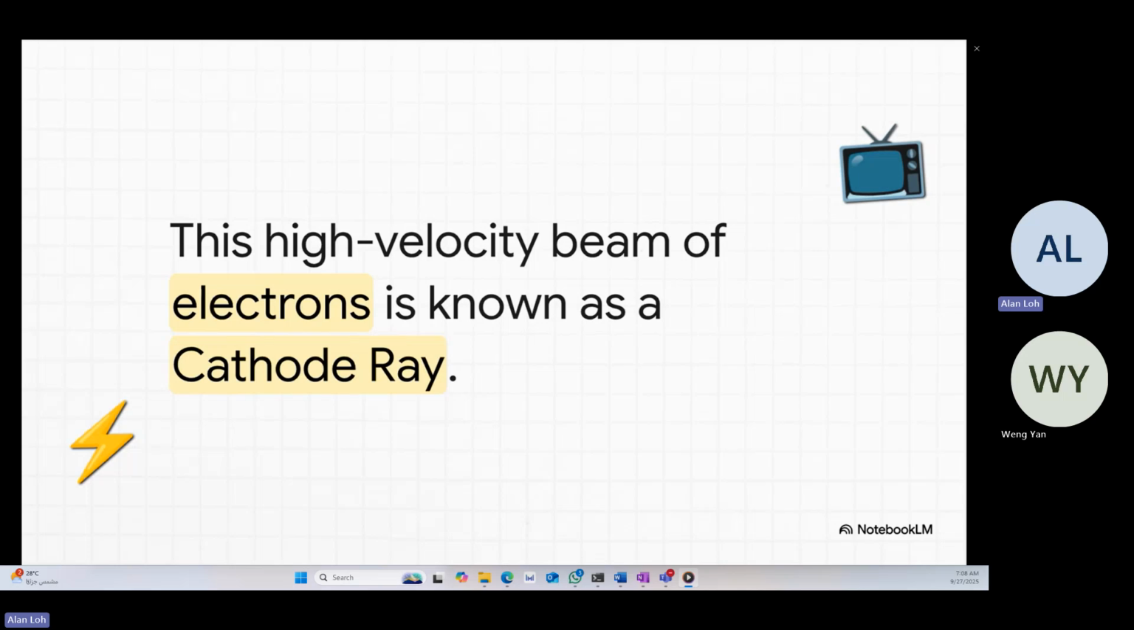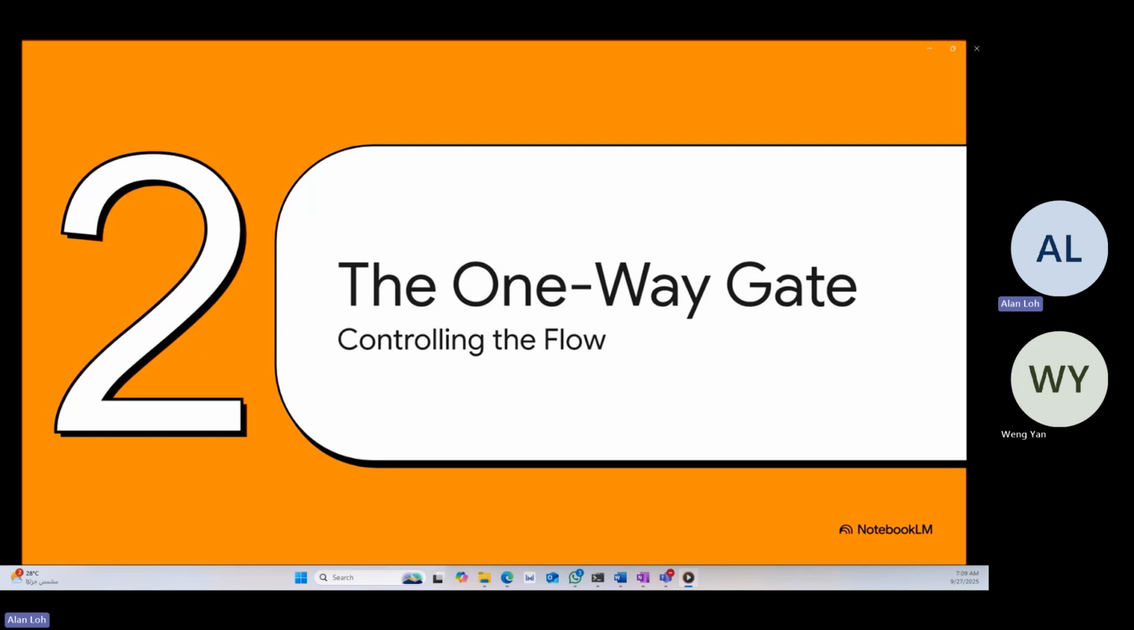This was a monumental first step. We now have a reliable fire hose of electrons that we can point and shoot. But a fire hose is no good if you can't control the flow, right? So, how do we tame it? Making the beam was one thing, but making it useful meant we needed to be the boss of it. We needed a way to control its flow. And that brings us to our second component, which is basically a microscopic traffic cop for electricity.